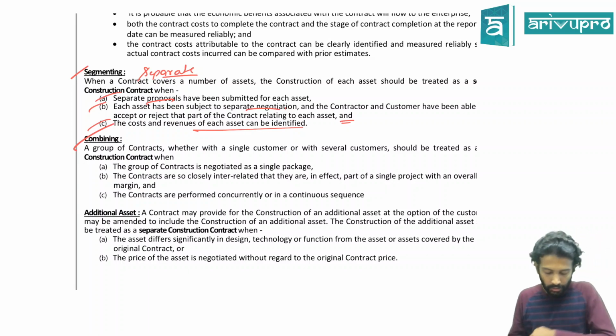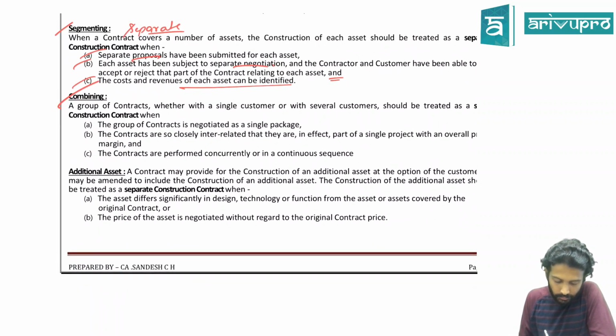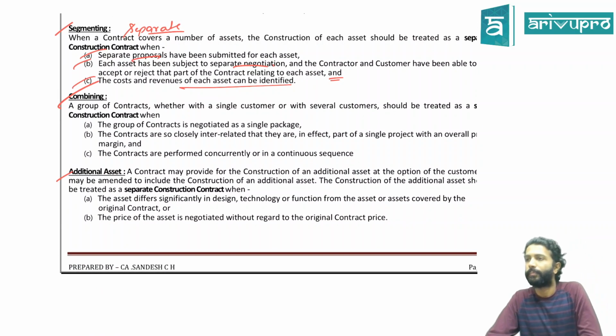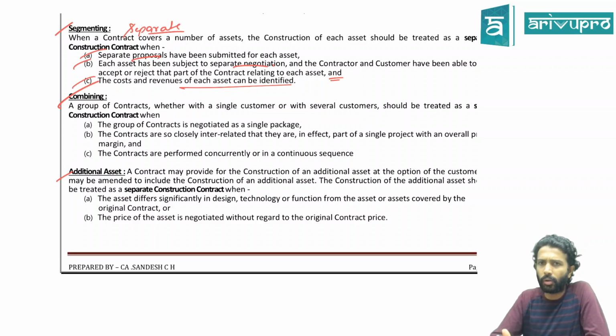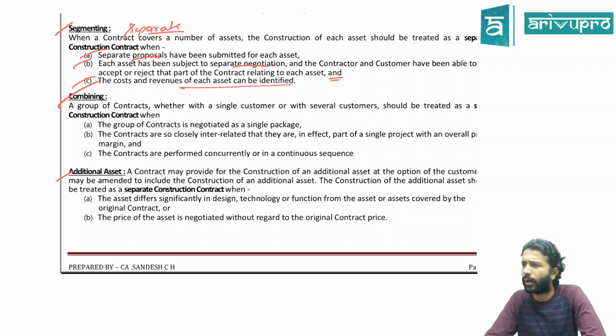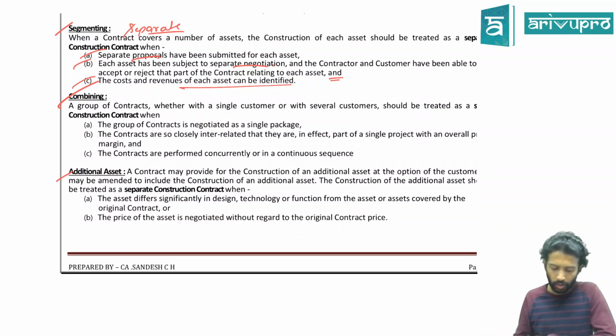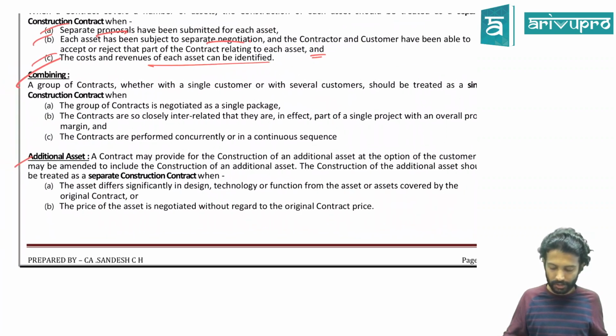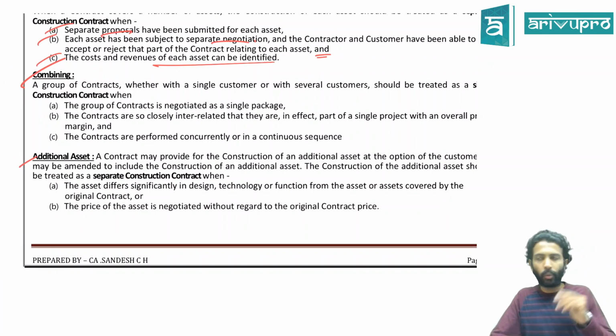Anyways, can I go for the next concept? First we'll do all the concepts in one go, maybe take up 1 or 2 questions in between, and then we'll do all the practical questions in one stretch. Practical questions are easy, don't have to worry about it. Fair enough? Okay, then there is something known as additional asset. Let's go over what they have written a little later.